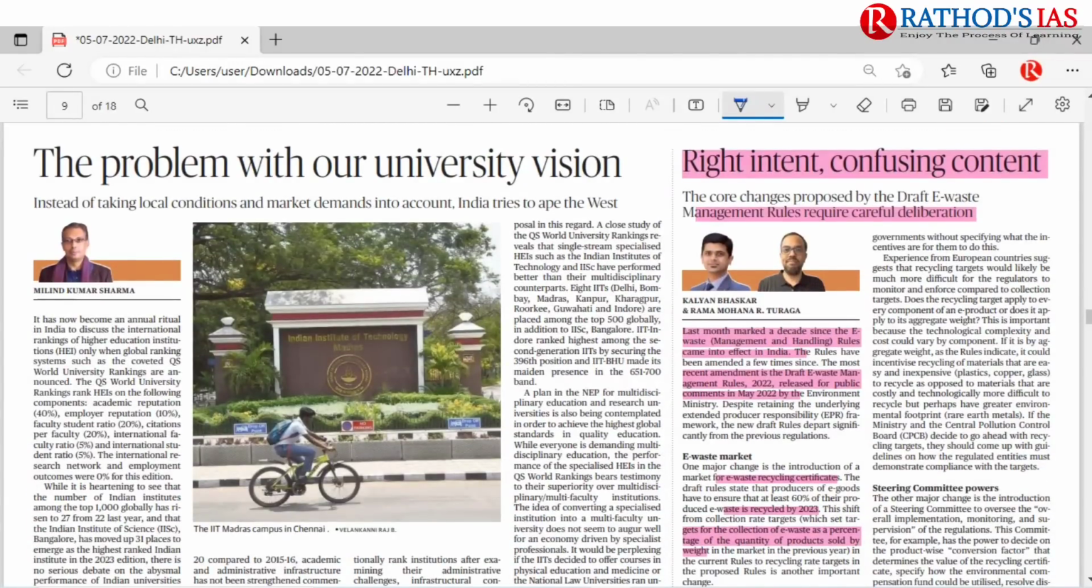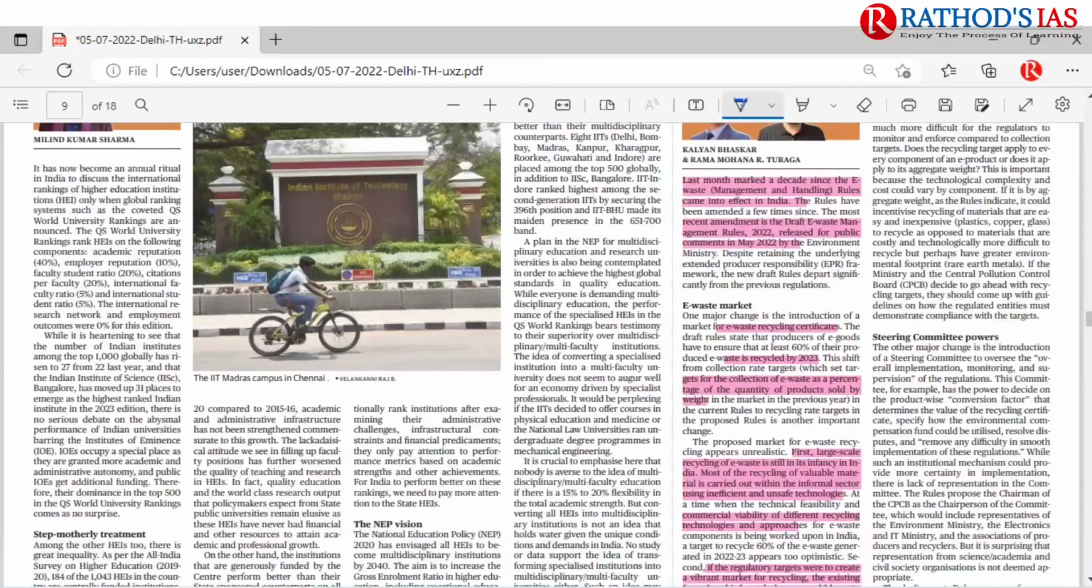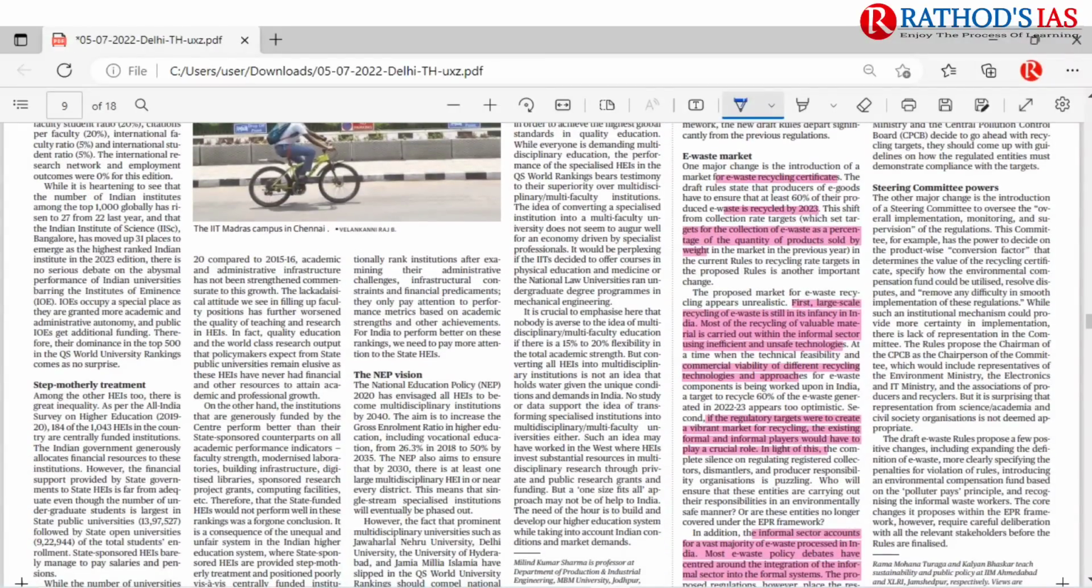For that, the Government of India came with the e-waste management and handling rules, which came into effect in India. But recently we have come with some amendments. These recent amendments are present in the draft e-waste management rules 2022, which may be released for public comments in May 2022 by the Environment Ministry. If we talk about the e-waste market, we have some important challenges here.